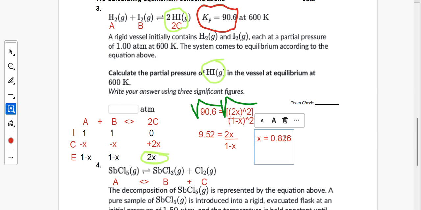And so our value for HI, which is equal to 2x, is actually, that concentration is going to be 0.826 times 2, which is 1.65, okay? And that's 1.65 ATM. So there you go, guys. You've got it. That's how we find number 3.